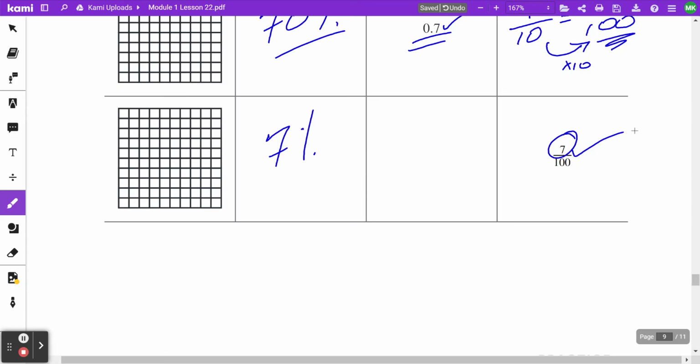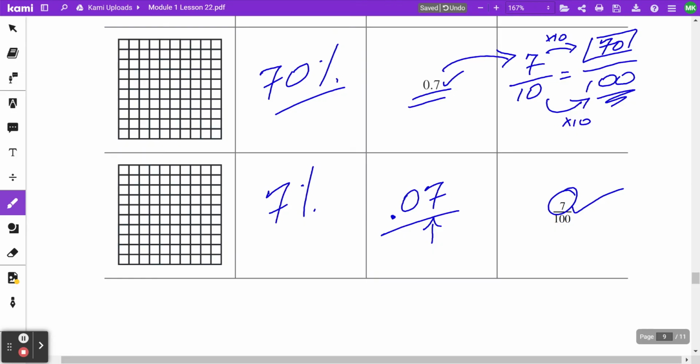And if I read it, be careful on this one. 7 hundredths, you have to put that 0 in. Right? There's that hundredths place. 7 hundredths. The only thing I didn't do is shadow some boxes here. Sorry about that. Oh, 70%, that's a lot.